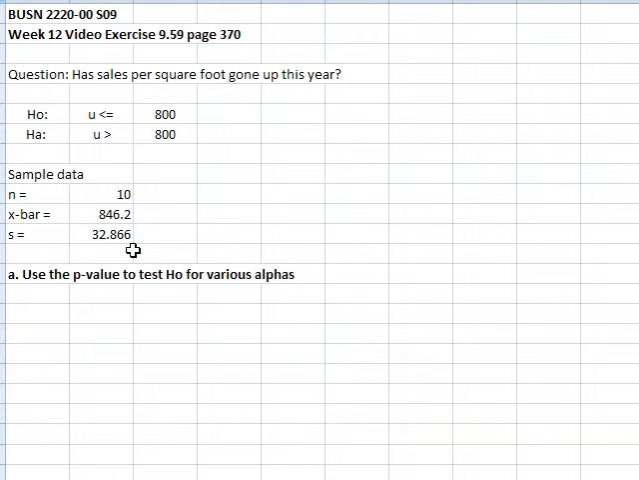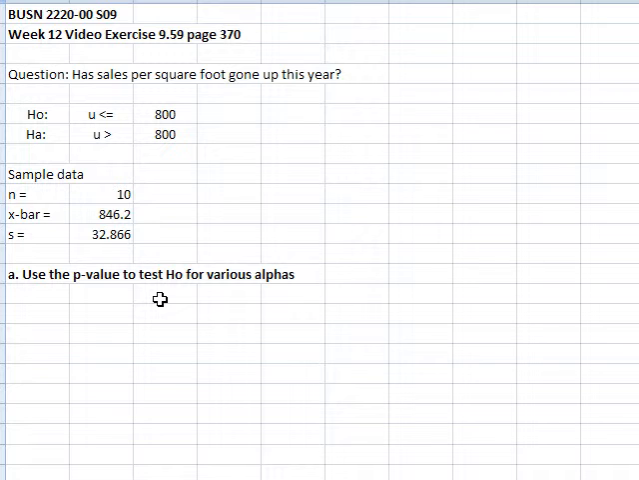Okay, that's what we know. Now we need to come up and use it. The book wants us to use the p-value to test the H0 for various alphas. Now, as you know, we could do this one of two ways. We could say, all right, I'm going to take the sample data, the x bar and the s that we've got, and I'll come up with a z-value that corresponds to.